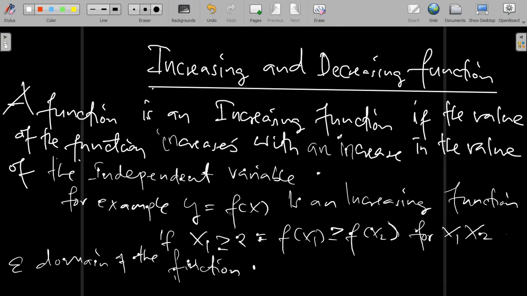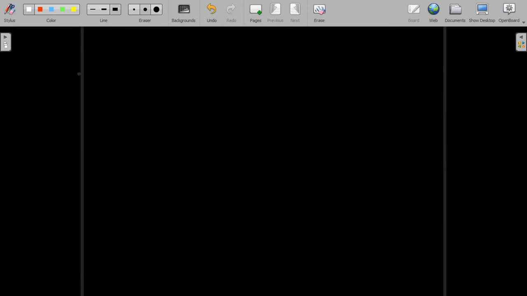So a function is an increasing function if the value of the function increases with an increase in the value of the independent variable. As you observe, if x1 is greater than or equal to x2, then f(x1) is greater than or equal to f(x2), for x1 and x2 in the domain of the function. Now what about a decreasing function? Now let's look at the decreasing function.